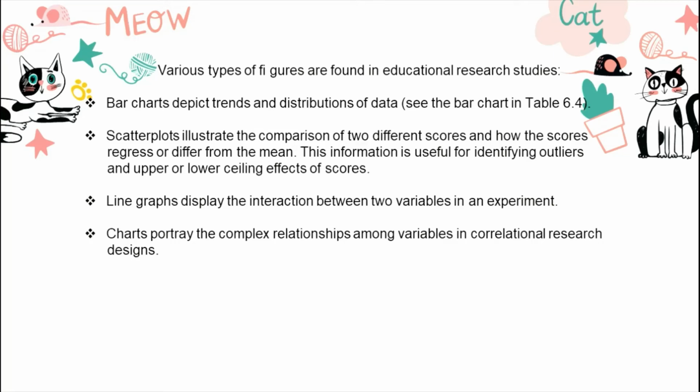Bar charts depict trends and distribution of data. Scatter plots illustrate the comparison of two different scores and how the scores deviate or differ from the mean. This information is useful for identifying outliers and upper or lower scaling effects of scores.